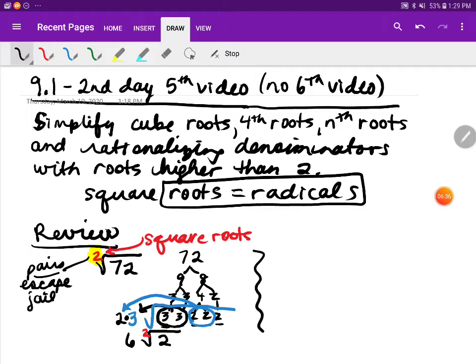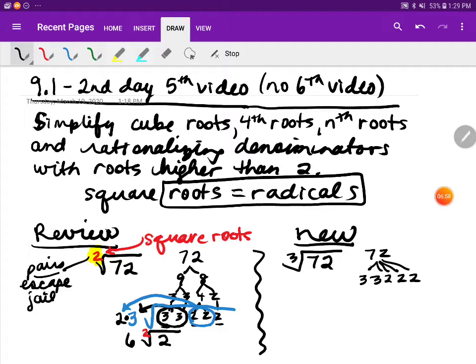Now, what's new? We did it first semester, but you haven't seen it in a while: what if it's a cube root? A cube root, you make the tree in exactly the same way. I'm going to make 5 things because we already made the tree in the last one. So you have a tree, but this time in the corner, I'll highlight it in blue, it's called the index. The 3 in the corner means that you're looking for groups of 3 instead of groups of 2.